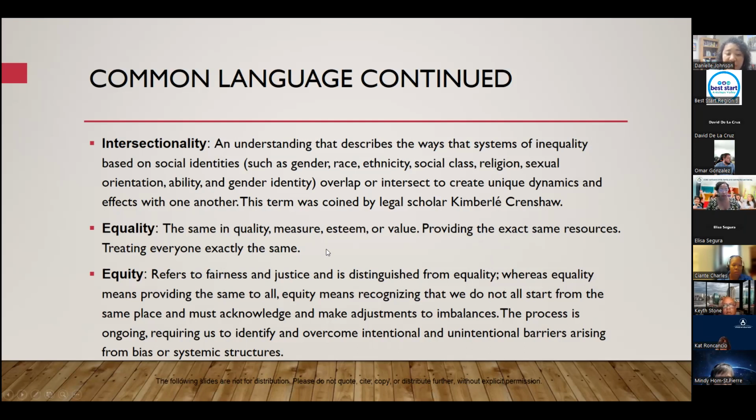Because sometimes your organization is set up for you to just do equality work, because there are some systems at play that won't let you lean into equity. And what that looks like here is the same quality or measure or esteem or value. So providing the same exact resource at the same time. We all get the donut, whether we like the donut or not. We all get the glazed donut, and that's your snack.